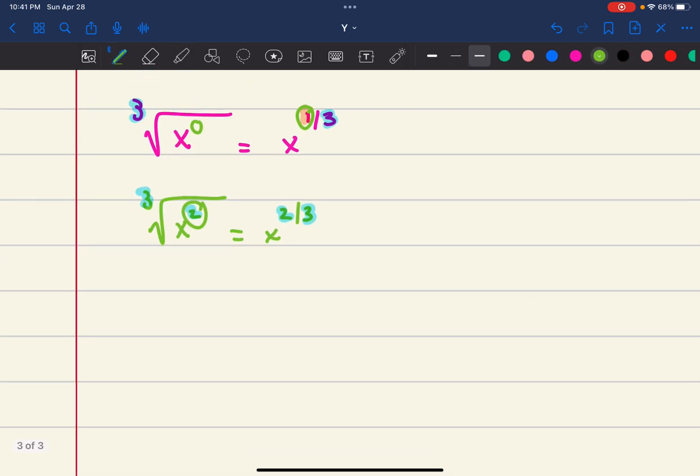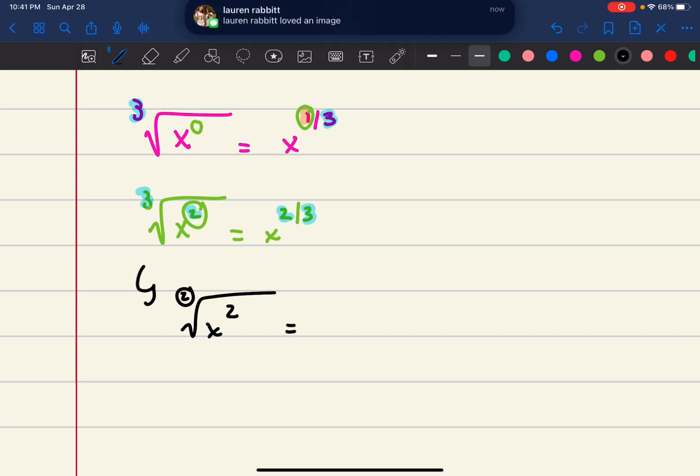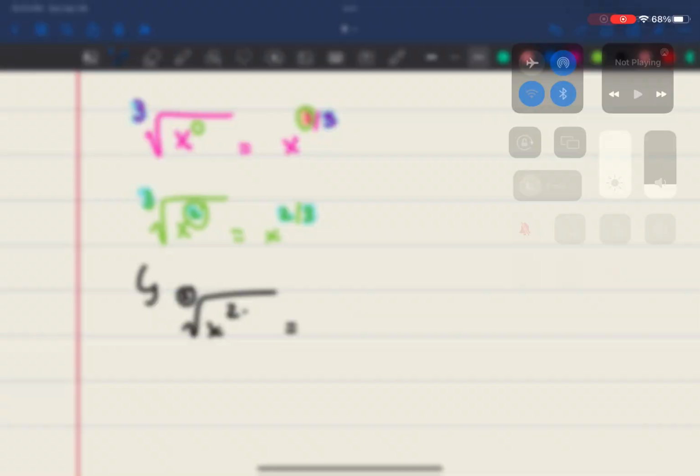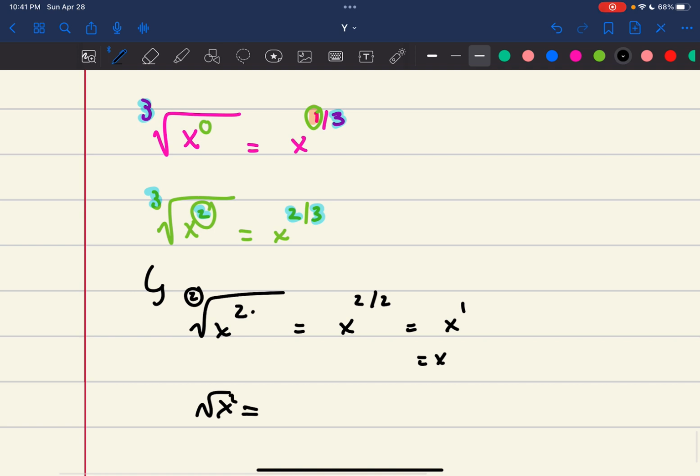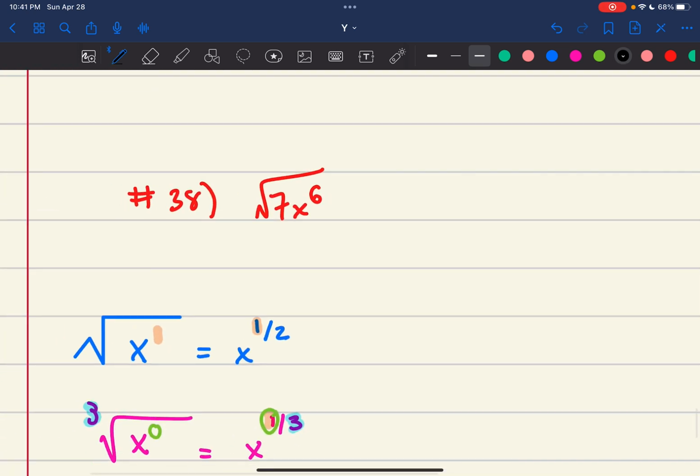So say I had, technically, the square root of x squared. There's technically a 2 here, and we got this first 2 from here. So I really have x to the 2 over 2, which is the same thing as x to the 1, which is just x. And if we take the square root of x squared, we get x, which is this. Okay, so that's a little backup, just so you understand how I'm doing this.